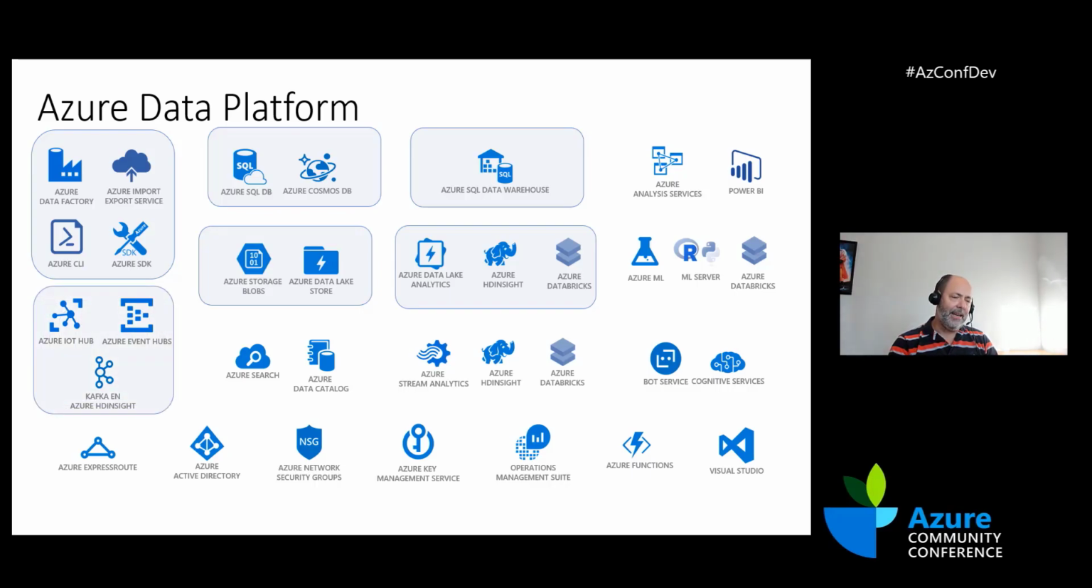Also, again at the left part of the screen, you will see Azure IoT Hub, Kafka for Azure HDInsight, and Azure Event Hub. This is to start handling events and streams of events into our data platform project. We also have the components that allow us to process stream data. So Azure Stream Analytics, again Azure HDInsight, and Databricks.